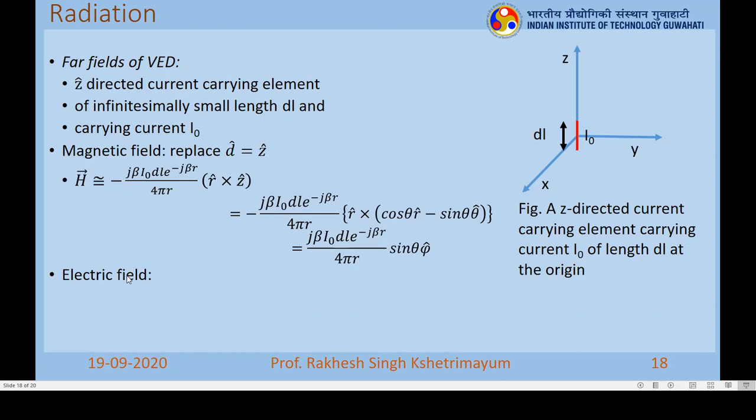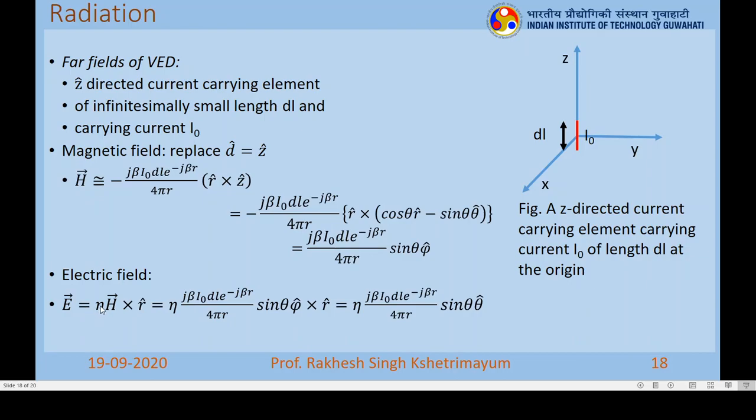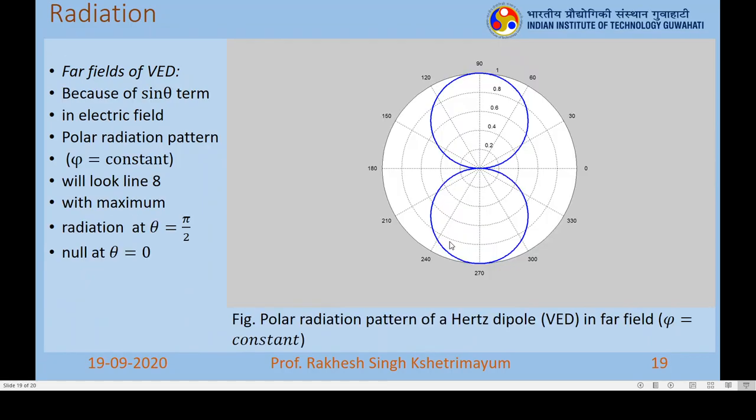You can easily find the electric field now. Once you have the magnetic field in the far field, you can find the electric field as eta times the cross product of the magnetic field with the radial unit vector. When you do that, this is the expression you have here. So finally, what you are observing is that in the far field of the vertical electric dipole, you just have the theta component of the electric field and the phi component of the magnetic field. They are perpendicular to the radial direction in which the wave is propagating, and their variation with respect to theta is sine of theta. So we can plot it.